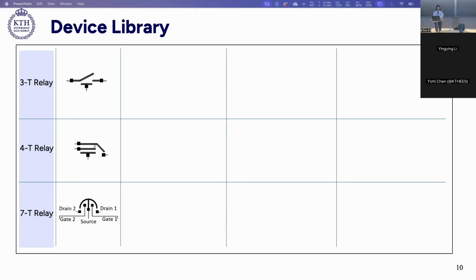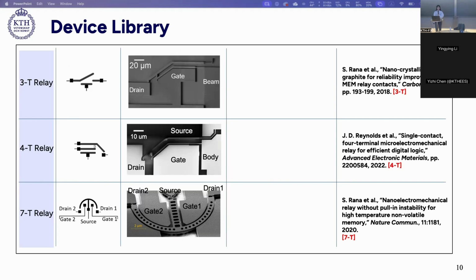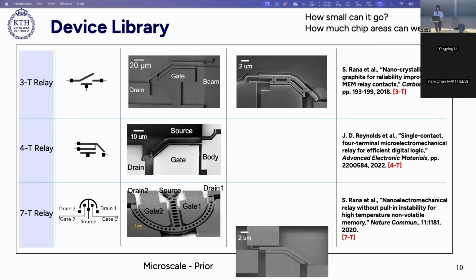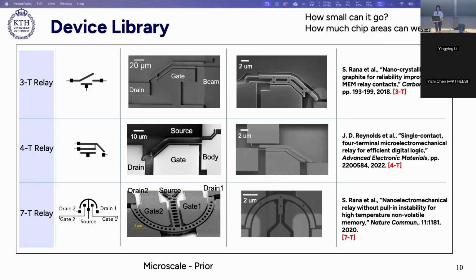For each type, these are the microscale relays that have been developed and published previously. And we took this proven design and asked, how small can it go within the current fabrication limitations, and how much chip area can be saved through the miniaturization? I want to share this optimized nanoscale design first, which was developed during my PhD study. Both the structural dimensions and the contact design have been largely optimized to adapt for the wafer-level integration approach.